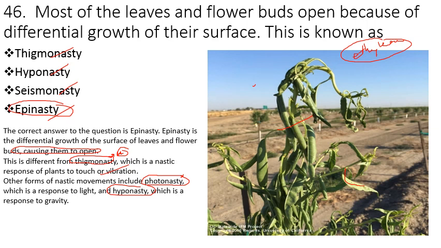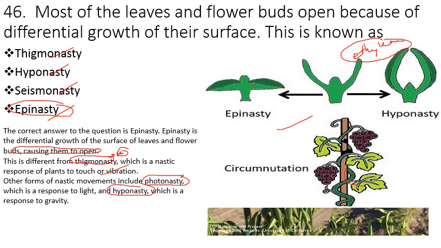That leads to this bending or movement that is called epinasty, and this is responsible for opening of flowers and buds. So with the help of this image we can understand this is epinasty, means the upper leaf surface will grow more and the leaf will bend downwards, while in case of hyponasty the lower surface will grow more as compared to the upper surface, and it leads to closure of leaves or upward growth of leaves. Then we have another type of movement that is called circumnutation, which is the bending of stem or soft stem towards some support.